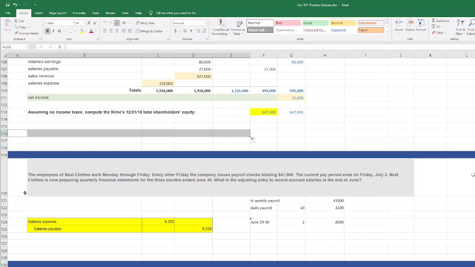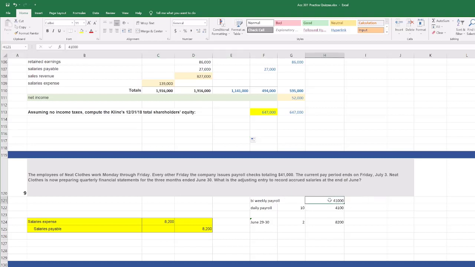So we have 3 days of July: Wednesday, Thursday, Friday, first, second, third. Therefore we have Monday and Tuesday that are in June. Even though we're going to pay out in July, we've got to get those 2 days of expenses in June. So we have biweekly payroll of $41,000, a 10-day period, so $4,100 a day. $4,100 times Monday, Tuesday is $8,200. So debit salary expense for $8,200, credit salaries payable. You only use salaries payable at the end of the month.